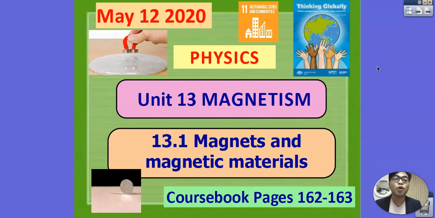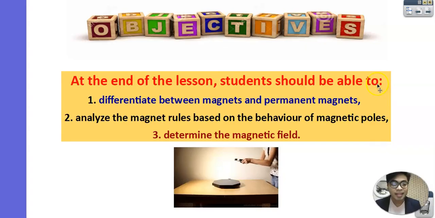So kindly open your course book on page 162 to 163 for your reference, and we're going to learn to differentiate between magnets and permanent magnets, and also to analyze the magnetic rule based on the behavior of the magnetic poles. And what are the magnetic poles, what do they do, and how is it related to the magnetic field, which we're going to determine later.